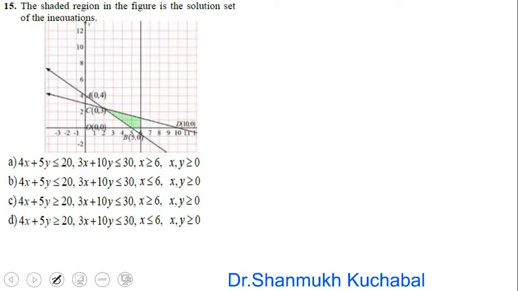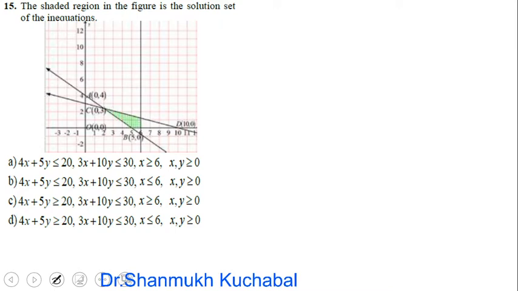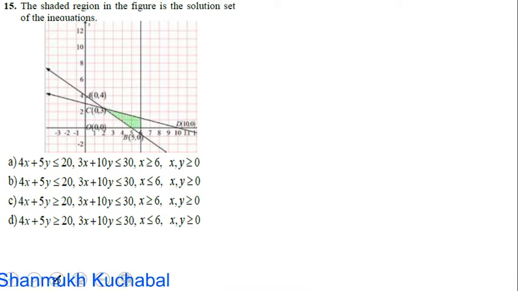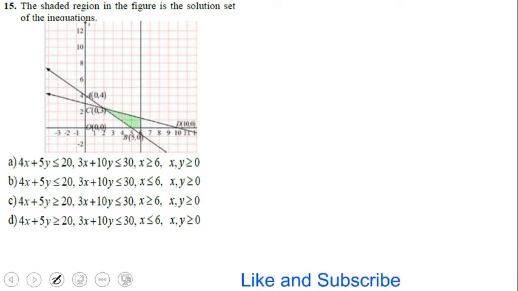Okay, we'll move to our next example. The question is: we have to find which inequalities have the shaded region in the figure as their solution set. See options A, B, C, D. Almost all the equations are the same. They differ by the less than or equal to, or greater than or equal to sign.